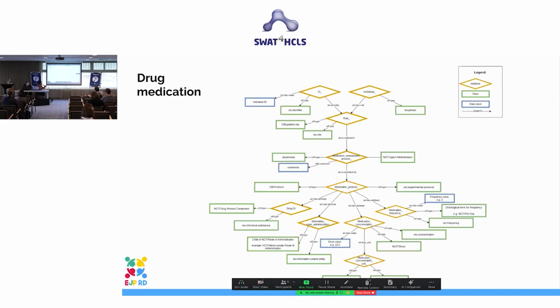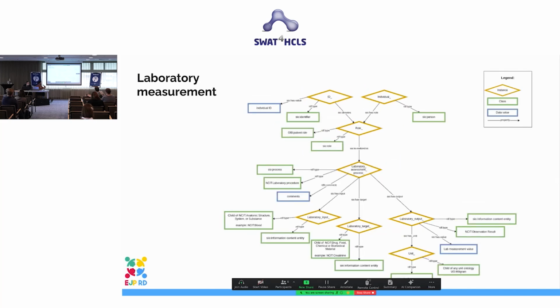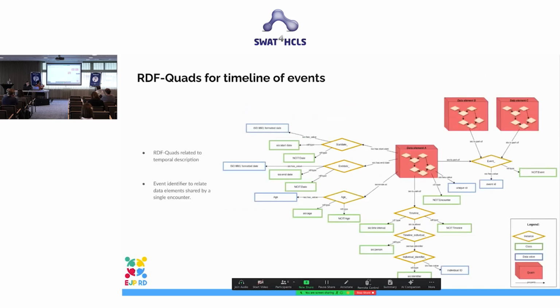So a different representation can be done for laboratory measurements, where there's a laboratory procedure process that has an input, which is the sample, the target, which is the molecule that targets this measurement, which will be creatinine, for example, and the output, which is the laboratory value, followed by its unit with the unit ontology, which is in this case milligrams.